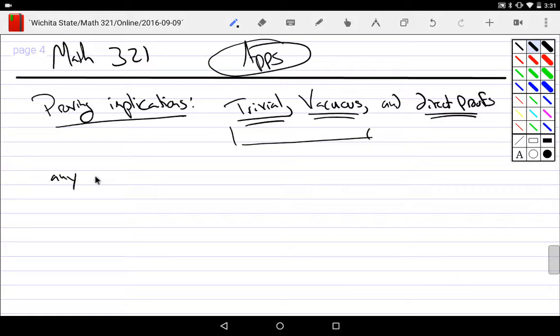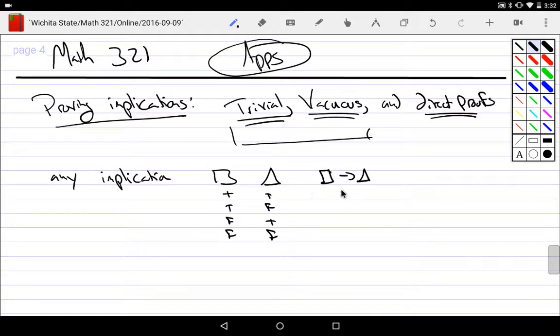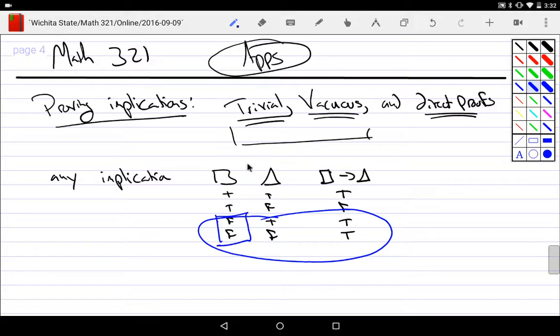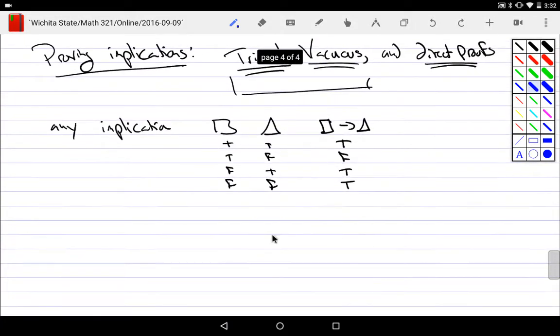If I look at any implication and its truth table, if I have left implies right, so square implies triangle, these are either true or false. If what you were talking about implies what you're talking about, you would get true. If what you're talking about implies false, that'd be false, and false implies anything is true. If I only look at the bottom two rows, I notice that if my hypothesis is simply false, then the entire implication must be true. Taking those two rows alone leads to this idea of what we call a vacuous proof.